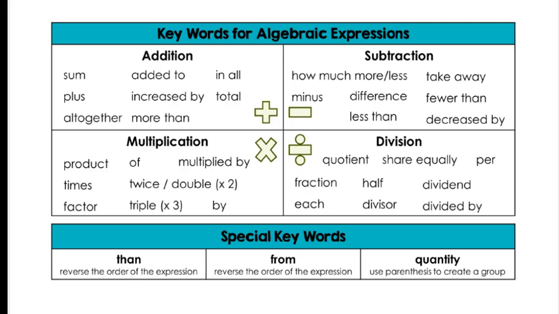And then you want to look down here at the bottom as well. Remember, we saw the word then. It means the reverse order of the operation. And then there was also the word quantity. You use parentheses to create a group when you have quantity. That's a keyword. One of the things that you might wonder, well, why does it say keywords for algebraic expressions?